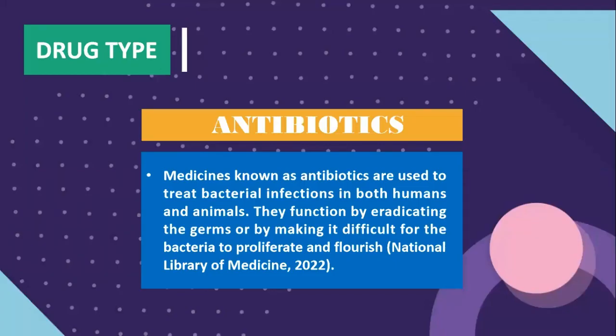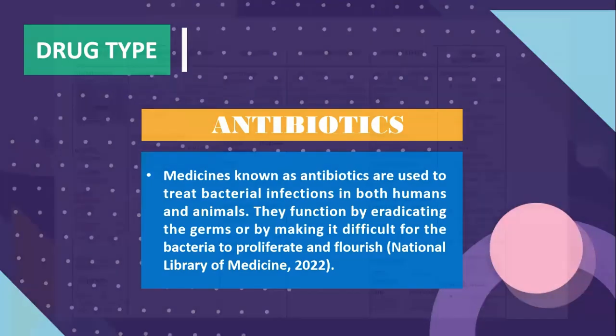So the first drug type is the antibiotics. Medicines known as antibiotics are used to treat bacterial infections in both humans and animals. They function by eradicating the germs or by making it difficult for the bacteria to proliferate and flourish. So for bacterial infection, antibiotics are categorized by action, like cell wall, protein, and nucleic acid inhibition. Selection hinges on understanding bacterial structures and mechanisms.